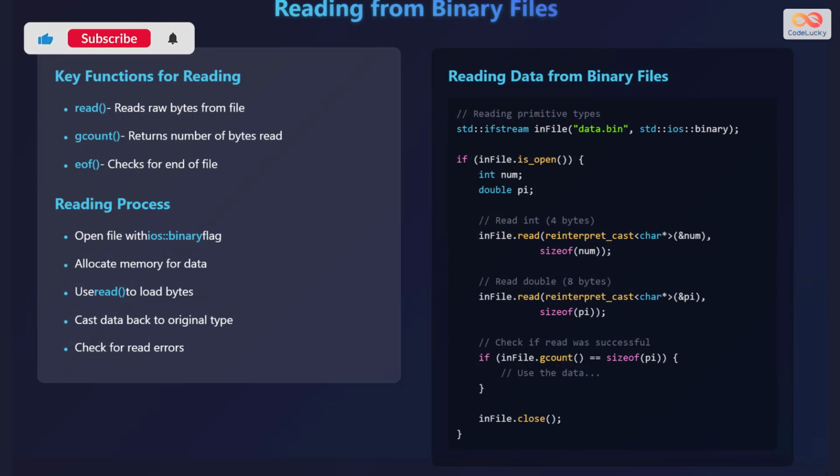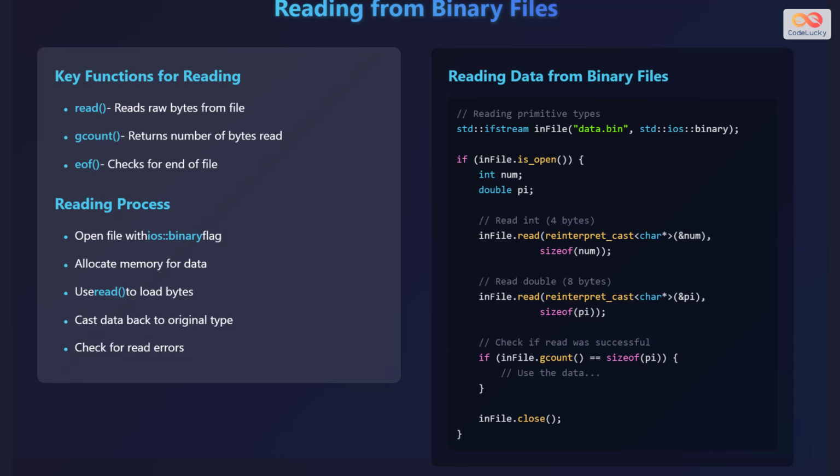When reading from binary files, there are several key functions to be aware of. The read function is used to read raw bytes from the file. The gcount function returns the number of bytes actually read by the last unformatted input operation. The eof function checks if the end of the file has been reached.